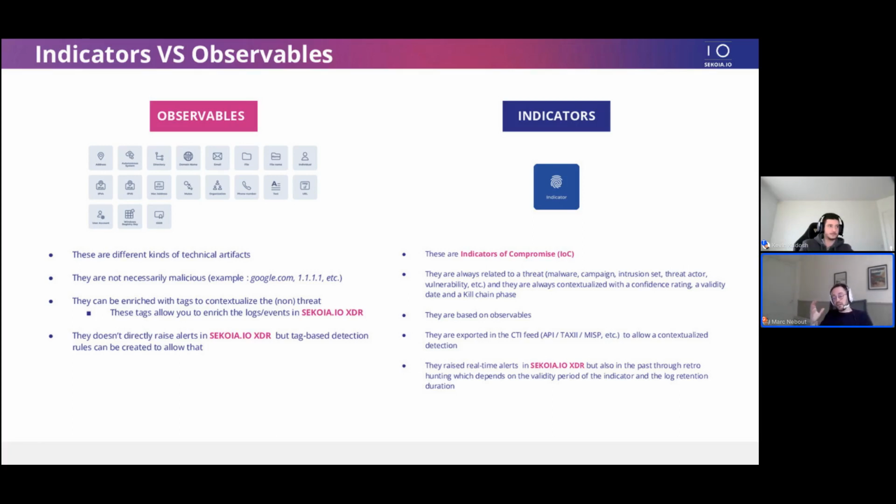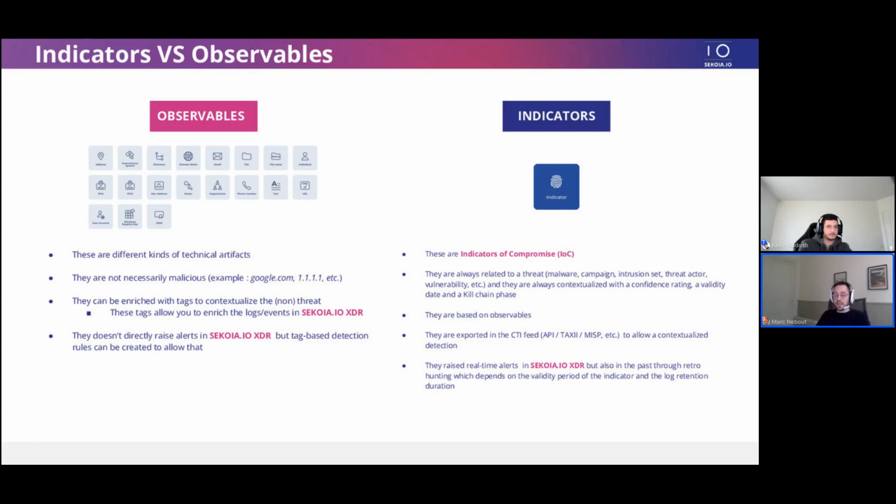Observables are different kinds of technical artifacts. For instance, you can have IP addresses, files, URLs, certificates, and so on. They are not necessarily malicious. For example, we have in our platform google.com and the IP address of Cloudflare DNS as observables, but they are not malicious. Sekoia analysts can give you some context on those observables with tags. For example, the IP address of Cloudflare DNS is tagged public DNS in our platform, and I will show you later how you can find it. Those tags can be used for detection in our XDR.